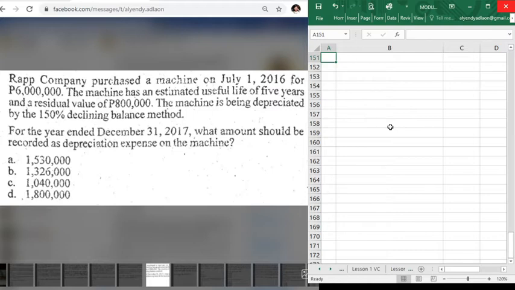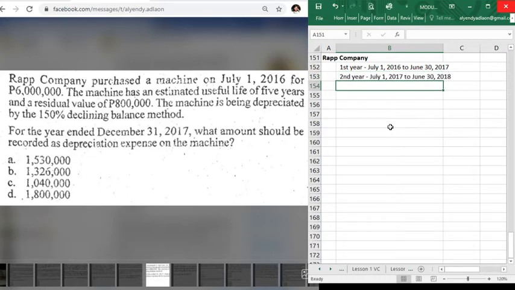Now, take note, class, that in this problem, gi-purchase sa entity ang machine on July 1, 2016. So, meaning, the first year of the machine covers July 1, 2016 until June 30, 2017. Mao na ang first year sa machine. While ang second year sa machine is July 1, 2017 na pod until June 30, 2018. Now, take note that every year, after tamahuman sa isa ka year nga pag-decline sa balance ato ang machine, magkaubos pod ang carrying amount.